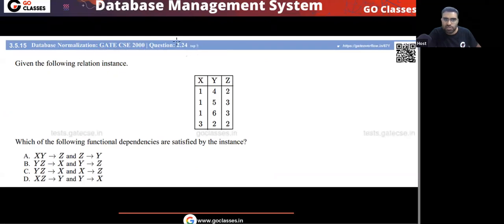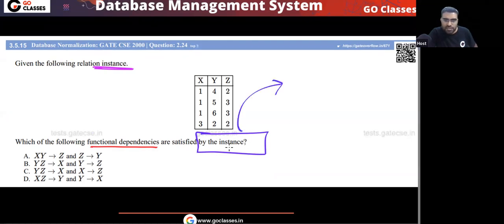This is your GATE 2000 question, a GATE Computer Science 2000 question. In this question also an instance is given. But the question is asking which functional dependencies are satisfied by the instance. Is this clear? The question is asking only for the instance, meaning this instance will satisfy which FD?